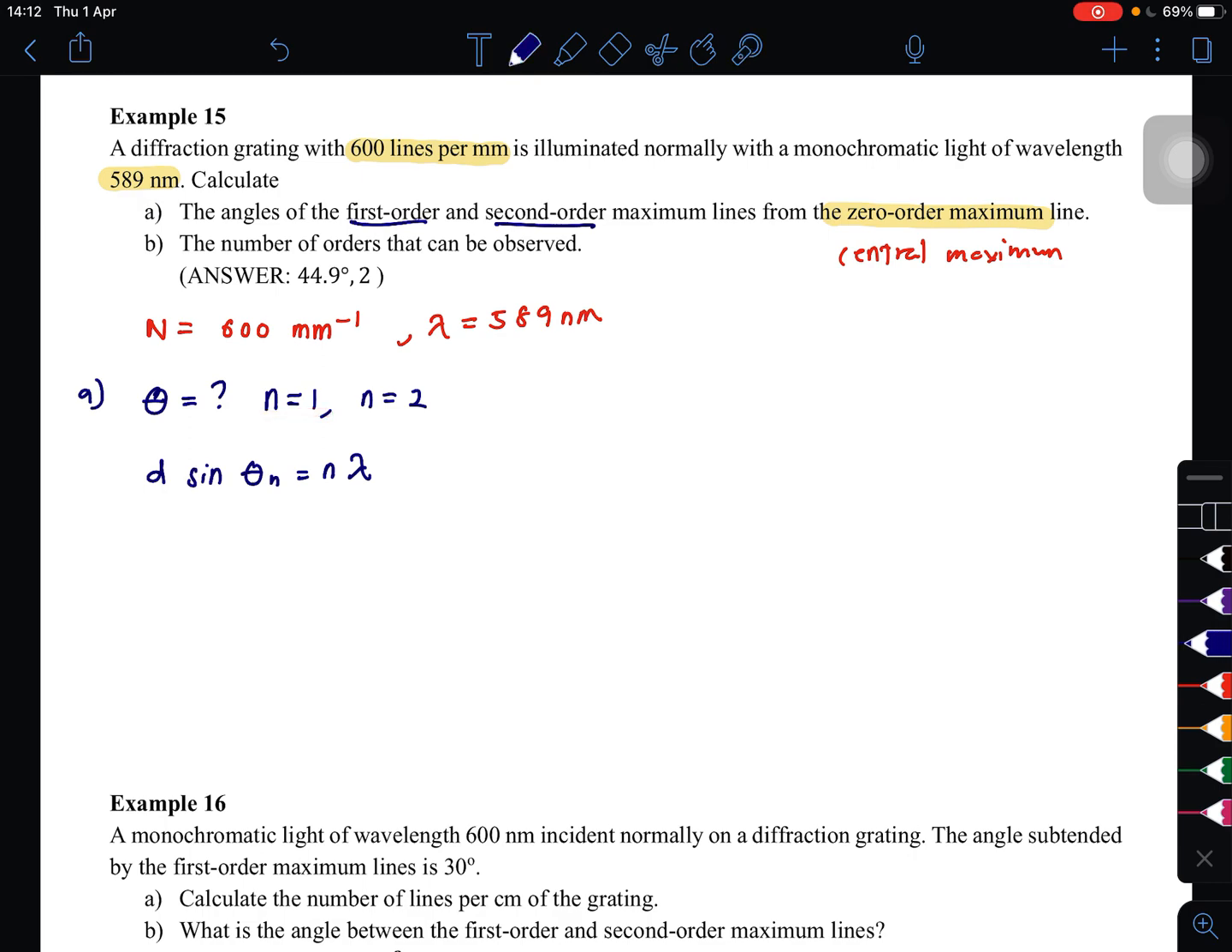Okay, before that we don't have the value for d. We're not given the value for d, but we can find it because we know d is equal to 1 over n, right? Di mana n adalah sama dengan 600 per millimeter. So this one kena ubah kepada meter. So 600 because dia adalah per millimeter, right? So millimeter adalah eksponen negatif 3, which will be equal to 1.67 eksponen negatif 6 meter.